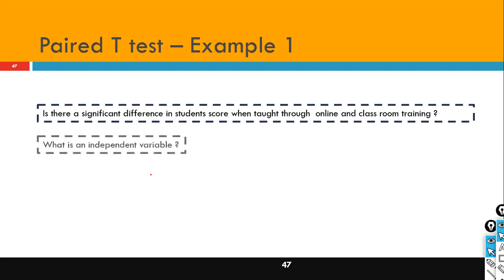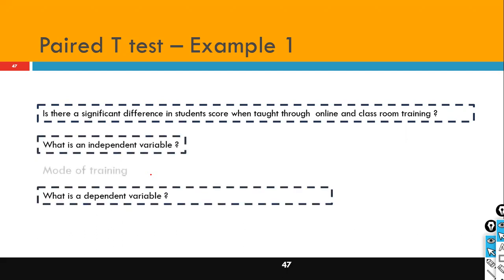The score is the dependent variable. The score is depending on the mode of training. Hence, the dependent variable is score, because this variable depends on the type of mode. So what is the independent variable? Mode of training. Remember this. So now you understand the difference between dependent variable and independent variable.